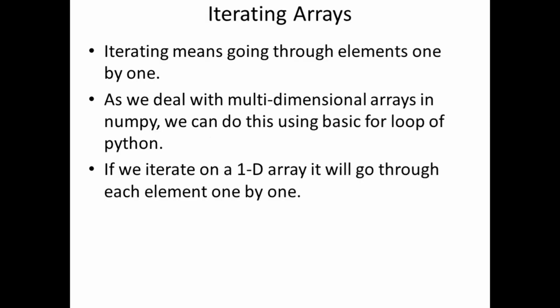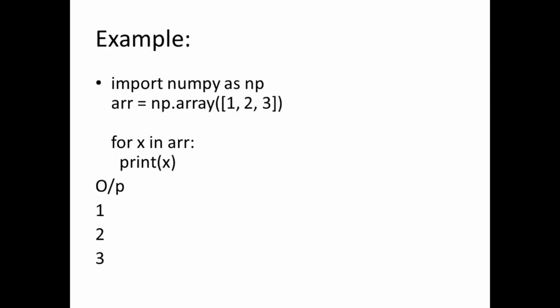Iterating means going through the elements one by one. As we deal with multi-dimensional arrays in NumPy, we can do this using the for loop in Python. If you iterate a 1D array, it will go through each element one by one. You know how to create the elements, now how to iterate over them using the for loop in Python. Import the necessary package, create the array using NumPy, and use a for loop with a variable over that array. The array contains 3 elements, and now it will read one by one and print.